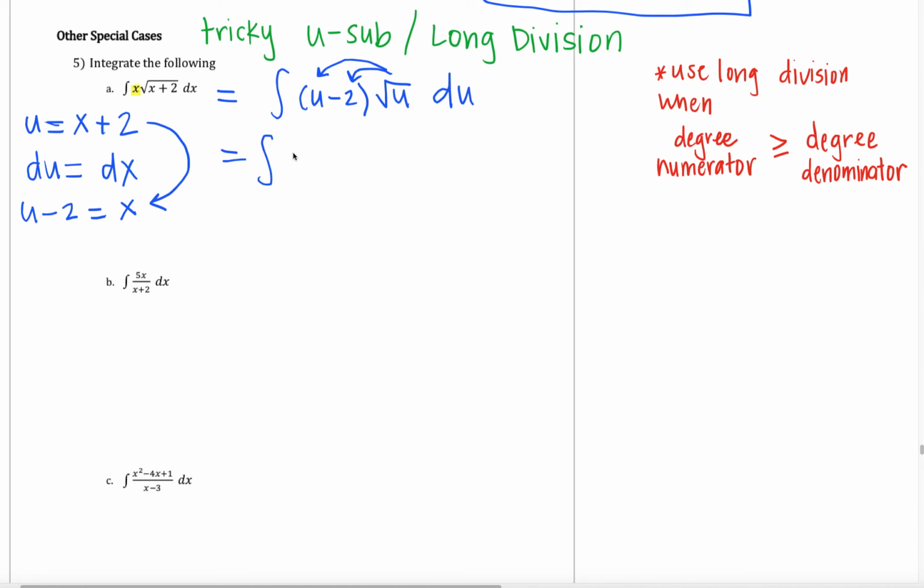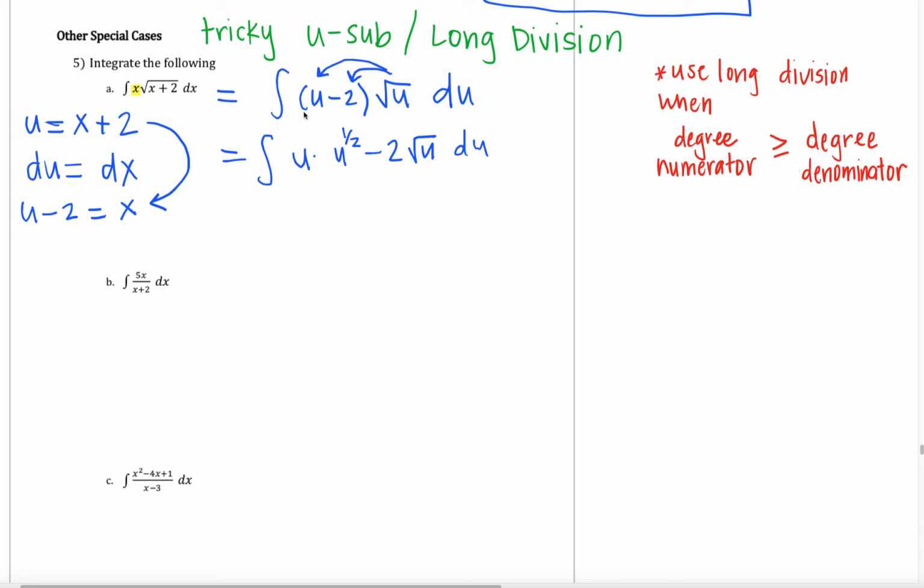So when I distribute to this, I get u times the square root of u minus 2 times the square root of u du. Still not exactly helpful. The second piece is good. I can integrate 2 times the square root of u. On the first piece here, we're going to actually use some of our algebraic techniques that we have with properties of exponents.